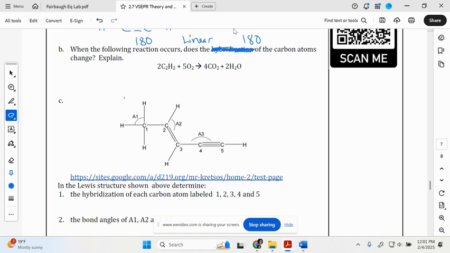What's this big old guy? I don't know what it's called. What's this big old guy?